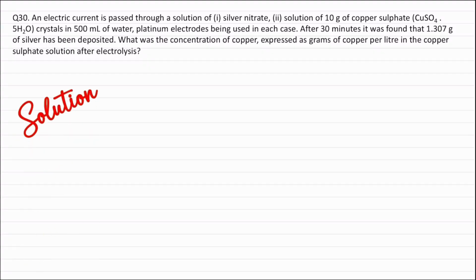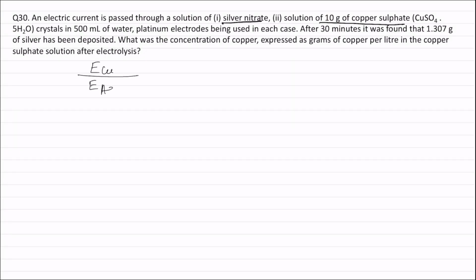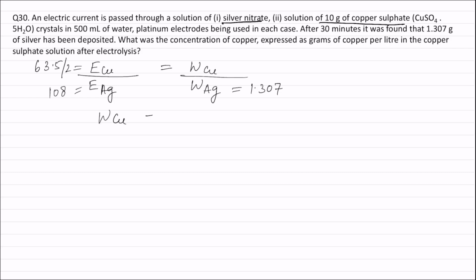Now, same amount of current is passed for the same time through silver nitrate and copper sulfate solution. Therefore, equivalent weight of copper divided by equivalent weight of silver is equal to weight of copper divided by weight of silver. Equivalent weight of copper is 63.5 by 2. Equivalent weight of silver is equal to 108. Weight of silver deposited is given as 1.307 gram. From this, weight of copper will be equal to 0.38 grams. So this is the weight of copper deposited.